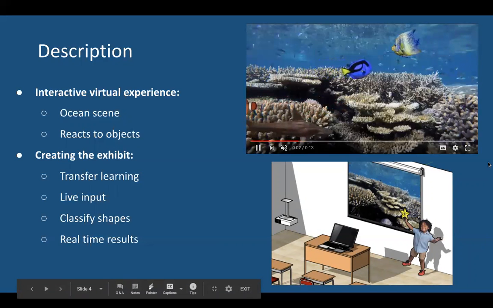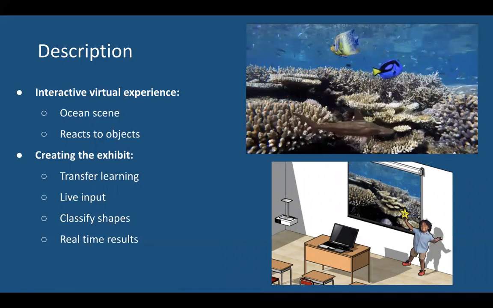To create our exhibit, we wanted to use transfer learning to retrain an existing neural network to identify new objects that we create. We decided to use the VGG16 object classification model, which we got from the PyTorch library, and we retrained it to recognize stars and triangles. We then wanted to get live video feed from the webcam as input for our new model to classify the shapes that we hold in front of the camera. Finally, we wanted our animated fish to react to the shapes in real time.